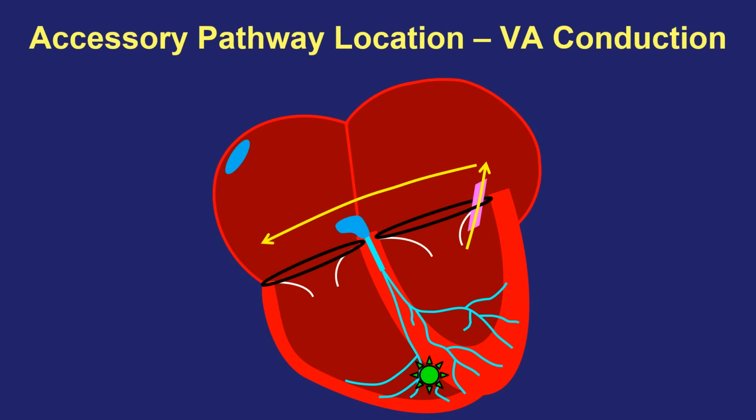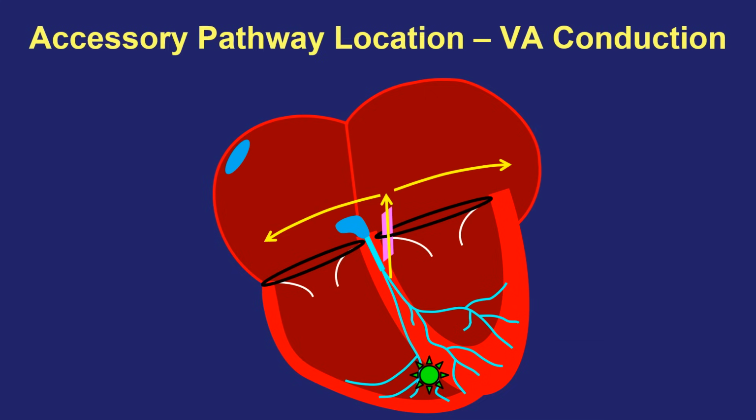Conversely, if we have eccentric activation over here on the left side, the earliest atrial activation is way out here, far away from where we know the AV node is located. That tells you you must be getting to that atrial tissue early through an accessory pathway.